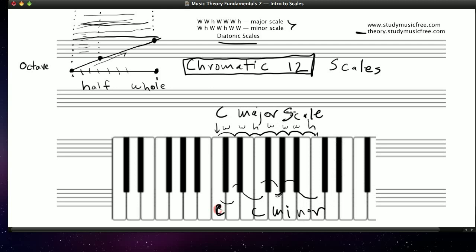Those are the two most common scales in music, and hopefully that gave you a good foundation for what a scale is and how they are constructed, at least a few of them in Western music.